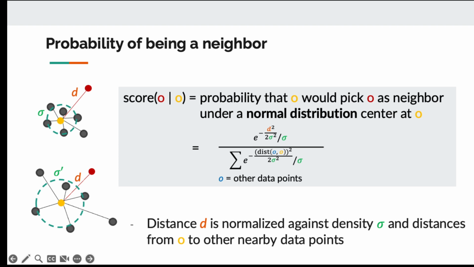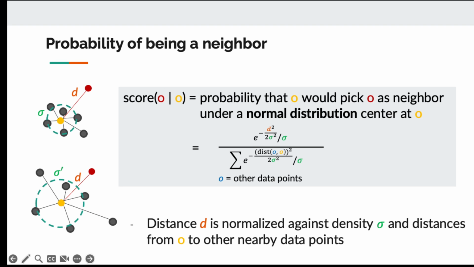So we can take care of the difference in density. And not only that, if we want to say that cells in red and the cells in yellow are near each other, are similar to each other, the cells in red have to compete with other cells nearby. If the cells in red are more similar to cells in yellow compared to other neighbors, then they are neighbors. But if the cells in red are further away compared to other nearby cells, the red cell is considered not a neighbor. So in this formula, the numerator normalizes the distance with the density.